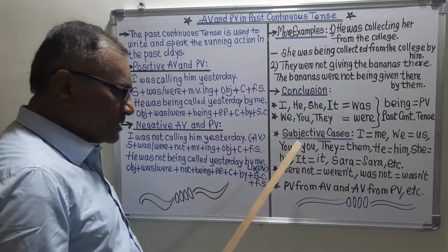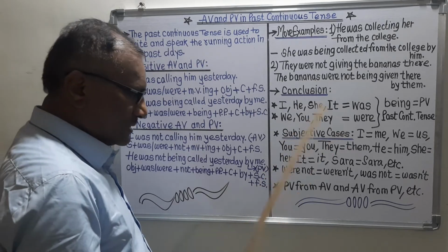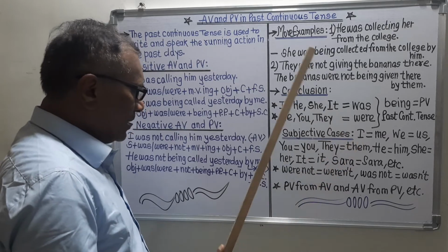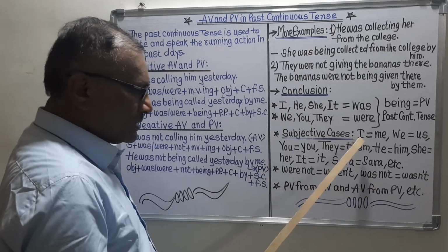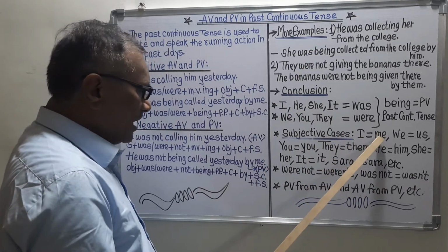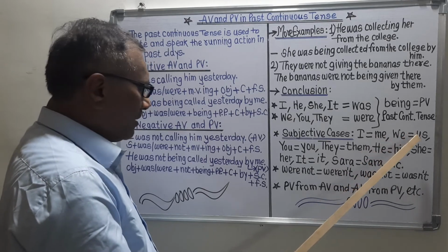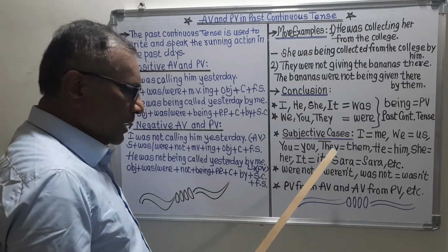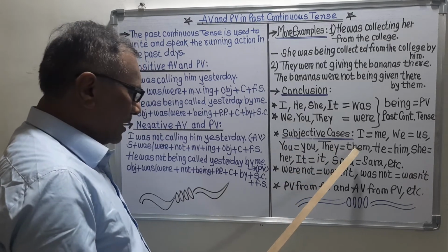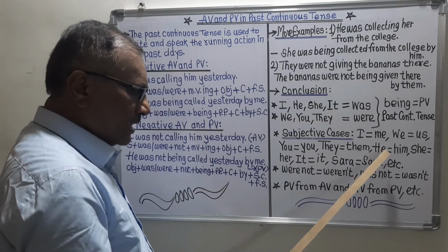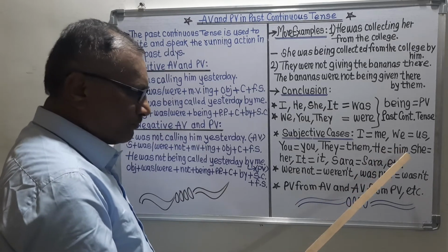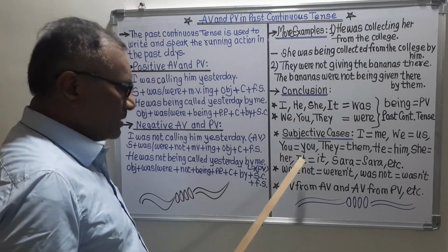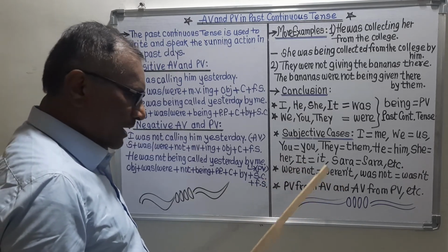Now the last point is the subjective cases. When we are doing the subjective cases, I can say that if the subject is I, we can make me. If the subject is we, we can make us. If the subject is you, we can make you. If the subject is they, we can make them. If the subject is he, we can make him. If the subject is she, we can make her. If the subject is it, we can make it.